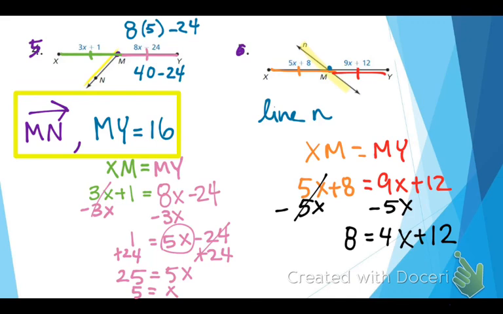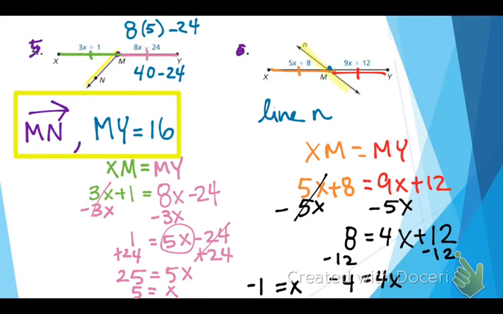What will I move now? How do I move the 12? Subtract it. 8 minus 12 is? Negative 4 equals 4x. So divide by 4 and x equals? Negative 1.